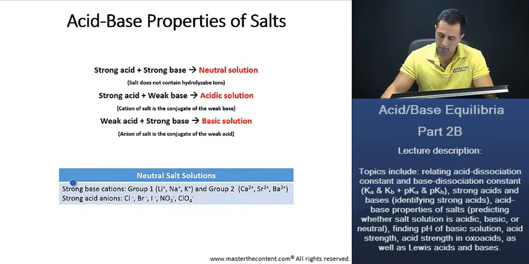Let's look at the bases first. The strong base cations from group 1 are lithium, sodium, and potassium. From group 2, they are calcium, strontium, and barium. Furthermore, the strong acid ions that form neutral solutions are chloride, bromide, iodide, nitrate, and also perchlorate. Great. Let's actually do an example of this, and we'll do that on the next slide.